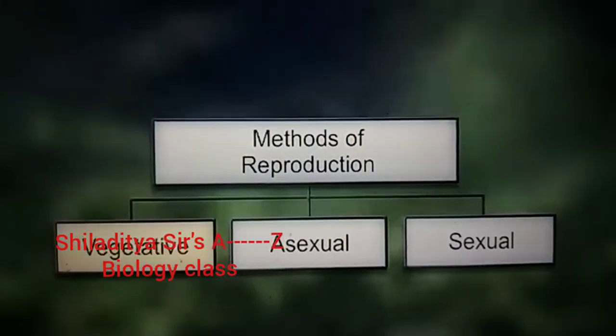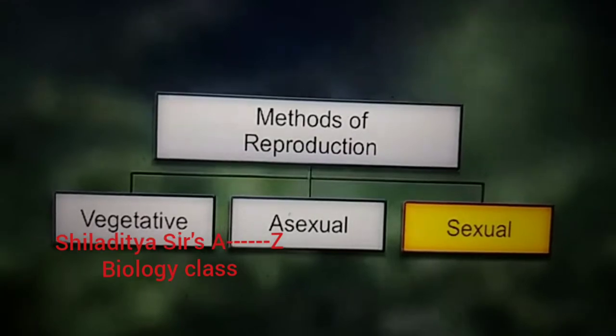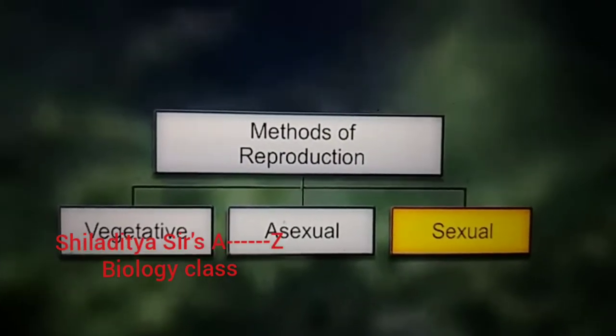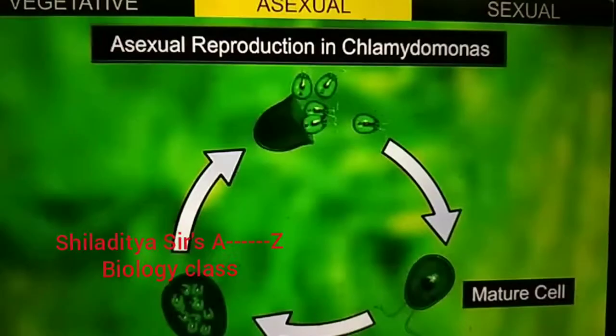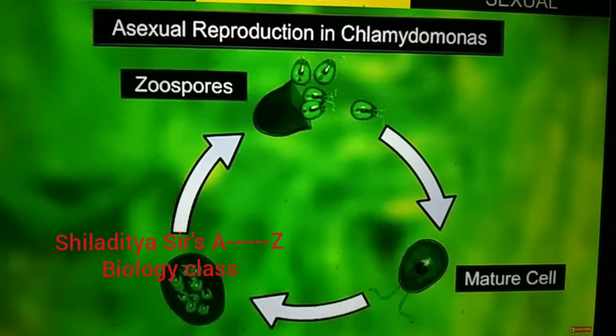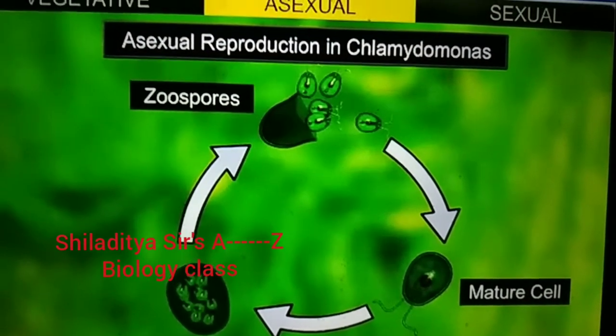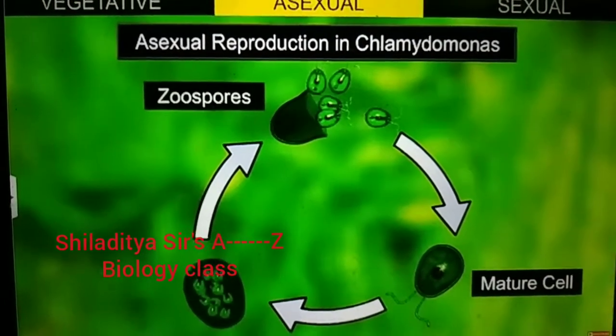Algae reproduce through vegetative, asexual and sexual methods. Vegetative reproduction occurs by the process of fragmentation, wherein each fragment develops into a thallus, while asexual reproduction takes place through spores like zoospores. These spores are flagellated and germinate into new plants.